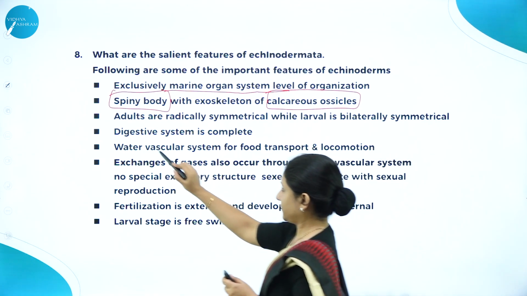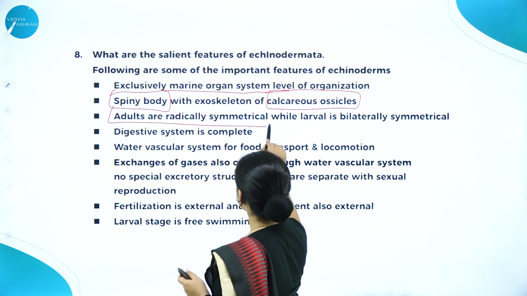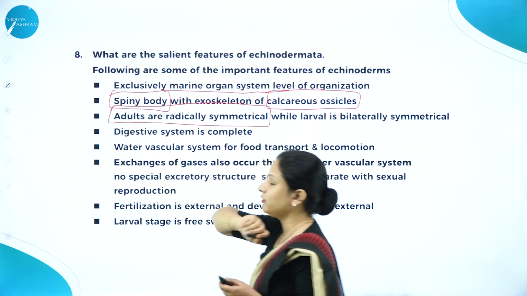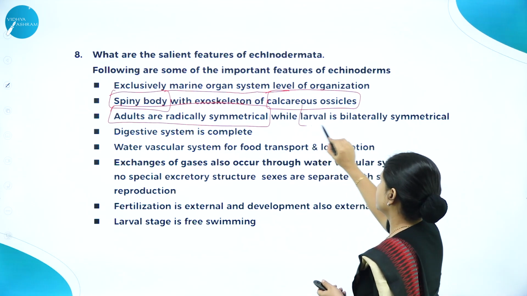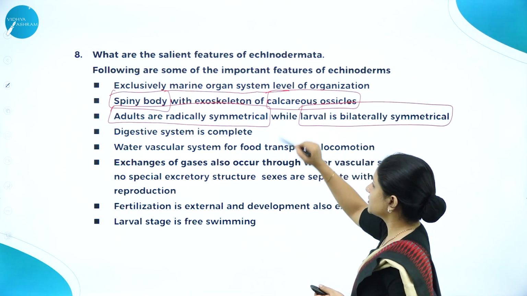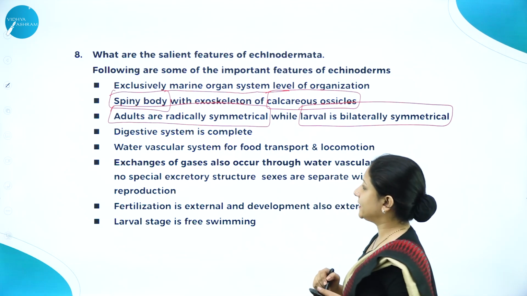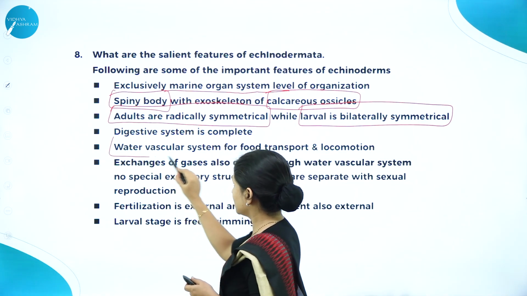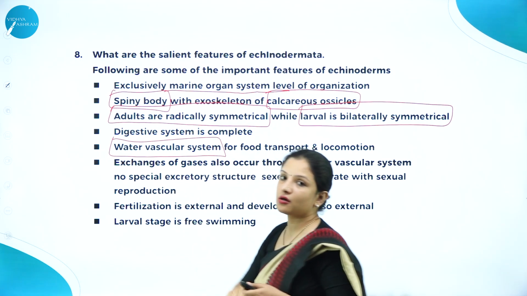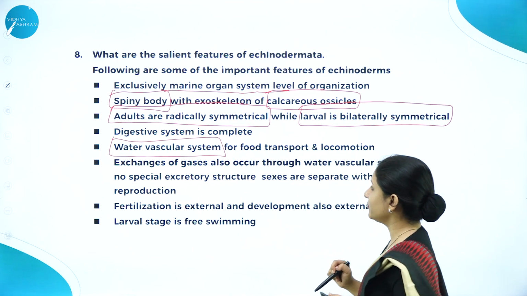Adults are radially symmetrical because the young ones are not radially symmetrical, whereas the adults are, while the larvae are bilaterally symmetrical, which is one of the peculiar features. You have to write that. The digestive system is complete. Water-vascular system. Writing this is important because no other organism has a water-vascular system like this.